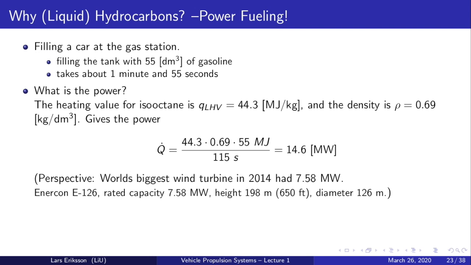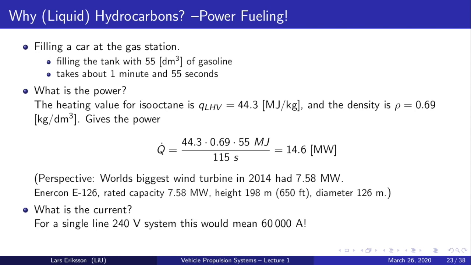And the size of 198 meters and the diameter is 126 meters of windmill propellers. Coming to another perspective here, just to see how much these values representing current. So how big is the current if you would think of having a regular 240 volts single line? This would mean 60,000 amperes.